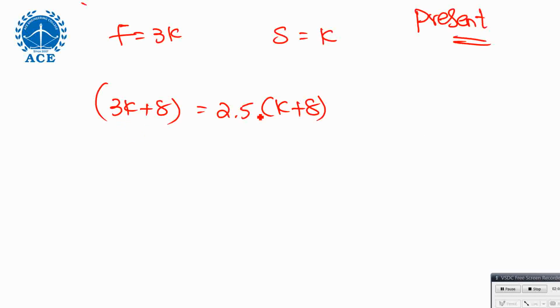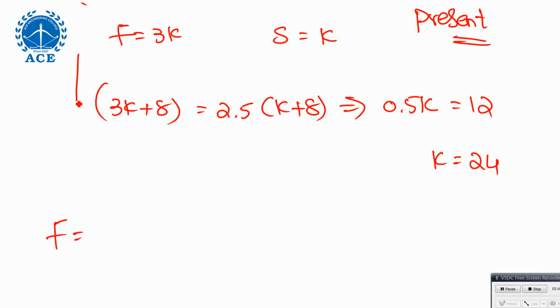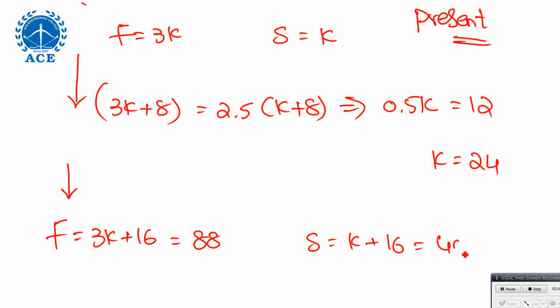Yeah. Here 3K, 2.5K, the difference is 0.5K. 2.5 into 8, 16 plus 4, 20, and 8 means 12. K will be equal to 24. Okay. Now, after 8 more years, 16 totally. This is 8 years. Here again 8 more years means 3K plus 16. 72 plus 16, 88. Son's age is K plus 16, 40. Is it double?